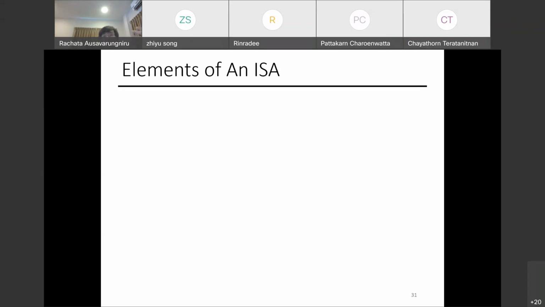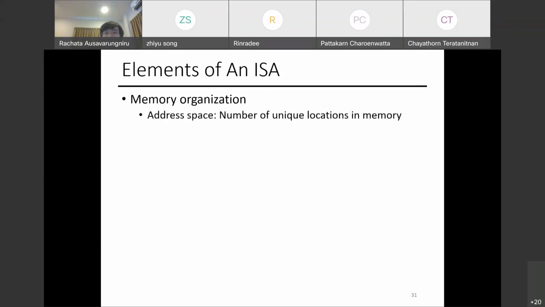What else are the elements of the ISA? How do you deal with memory? This is another big chunk of the specification in the ISA. How many unique locations are in the memory? There'll be a part that belongs to the OS. There's going to be a part that belongs to each program. There'll be a part that belongs to each of the I/O, like your monitor, your keyboard, right?